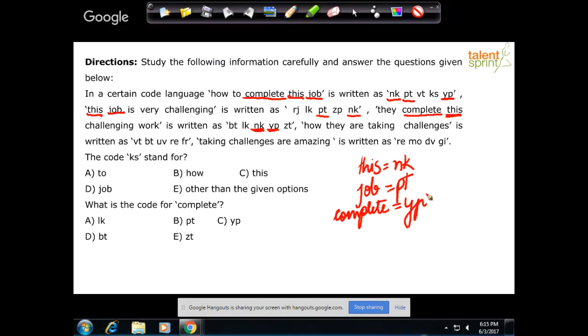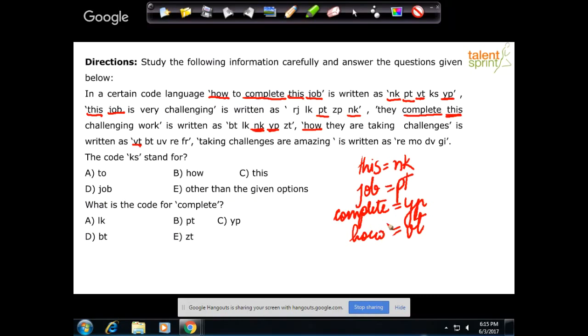Now let's move to the fourth sentence. The fourth sentence has the word how, so does the first sentence. Now let us look at the code. Here we have the letters VT. Similarly, we have the letters VT. So we know that VT is actually equal to how.